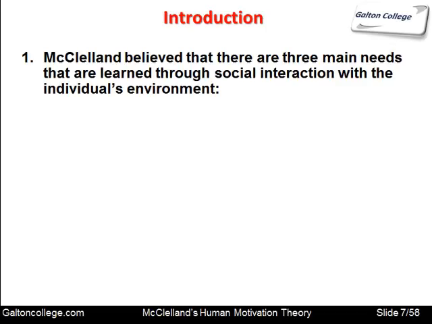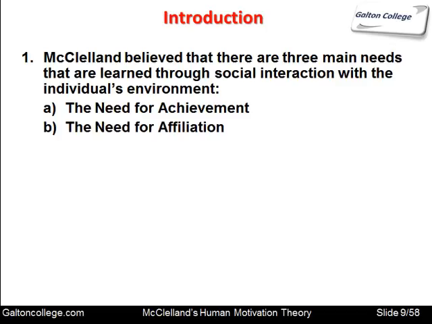Now the needs are, we have a need for achievement. Individuals want to achieve, so we have a need for achievement. Secondly, we have a need for affiliation, as McClelland called it, a need to come together, to work in groups, a need to mix with other humans. And we have a need for power, a need to control the situation, a need to be in charge. So these are the three needs that McClelland put forward.